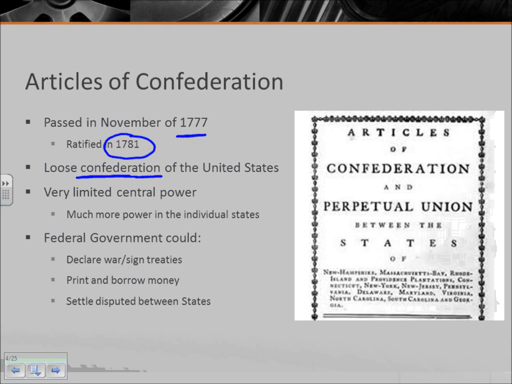It has very limited central power. The federal government under the Articles is limited in what it can do. The states have way more power in this system. However, the federal government can declare war and sign treaties. This is how it signs the Treaty of Paris. It can also print and borrow money and settle disputes if any of the states are in disagreement with one another.